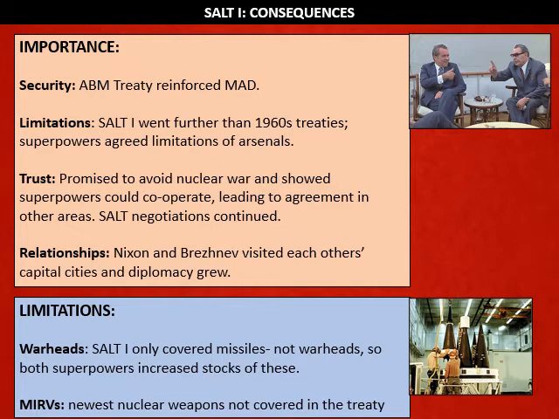But if we look for limitations of SALT I, the treaty only covered missiles. It didn't cover warheads. So both superpowers continued to stockpile these after the treaty was signed. And the treaty also didn't address MIRVs. These are multiple independent nuclear weapons: a nuclear weapon that can split into multiple smaller warheads. The treaty didn't mention this new technology. So in some ways, it was already obsolete when it was signed.